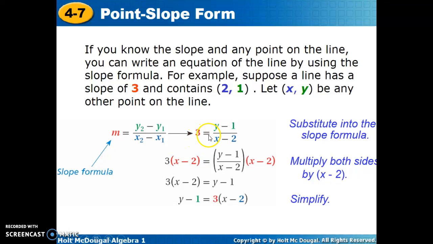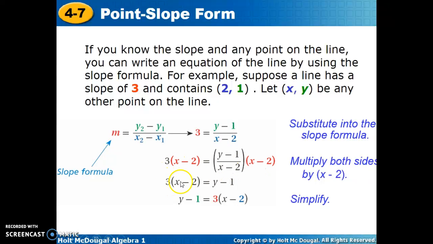3 is equal to the slope formula again. Y minus the point that we know the line goes through over x minus the other part of the coordinate point. So it's y minus 1 over x minus 2. And we're going to simplify this by multiplying both sides by x minus 2. Notice on this side, x minus 2 cancels, and x minus 2 on this side.